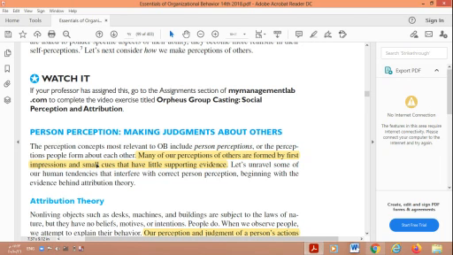The perception concepts most relevant to organizational behavior include person perception, or the perceptions people form about each other. And this is very important within the organization: how the employees perceive their supervisors or their managers, and how the managers perceive the performance or the different situations and events of their employees. Many of our perceptions of others are formed from the first impression and small cues that have little supporting evidence.